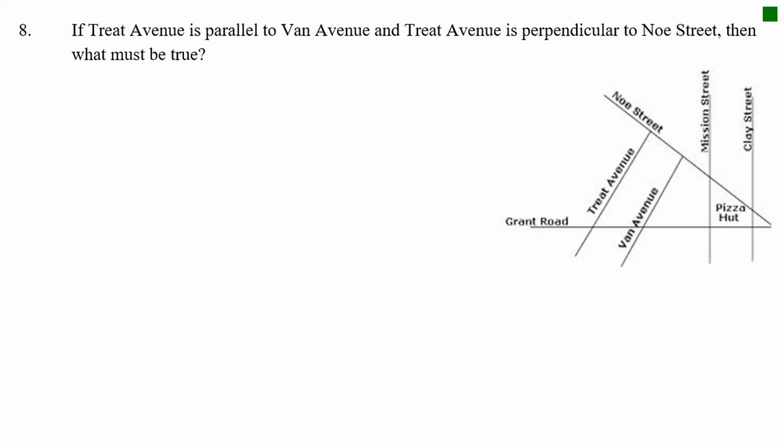Number 8. If Treat Avenue is parallel to Van Avenue and Treat Avenue is perpendicular to No Street, then what else must be true? Now, let's start with the first piece of information. Treat Avenue is parallel to Van Avenue. I'm going to call Treat Avenue TA for short. It's parallel. This is the symbol for parallel, two parallel vertical lines, to Van Avenue. So I'll call that VA for short.